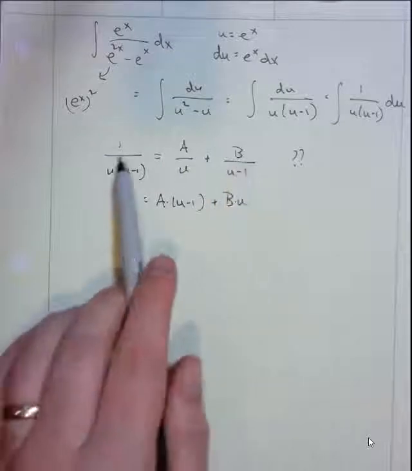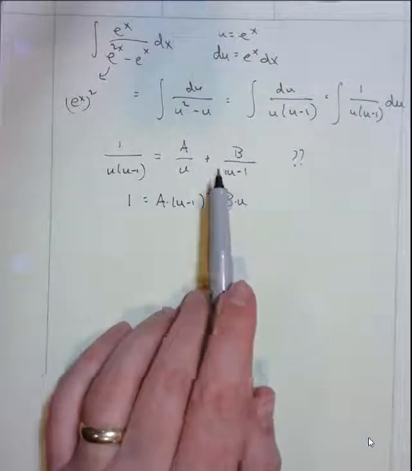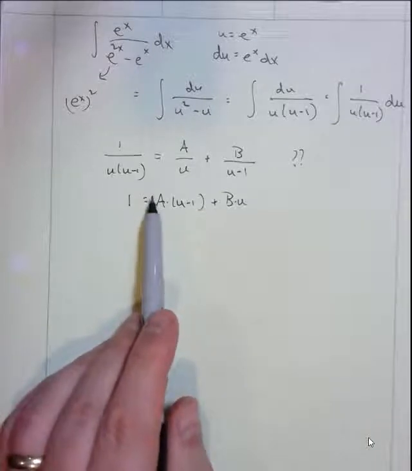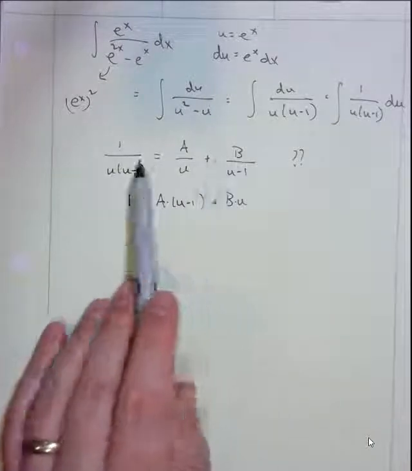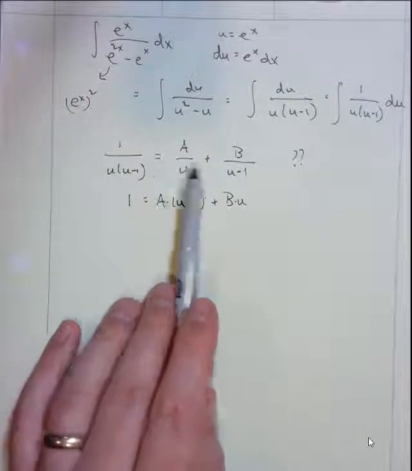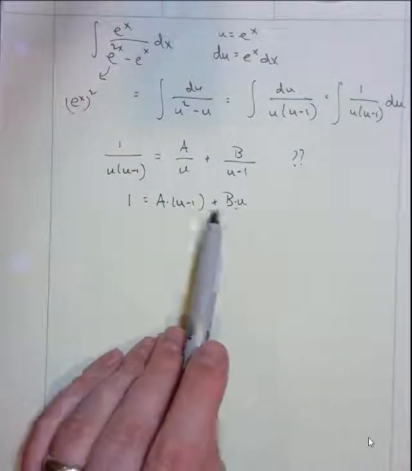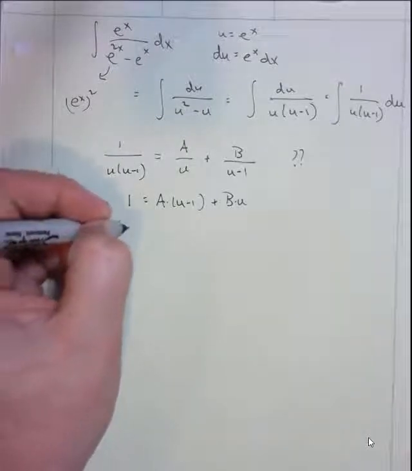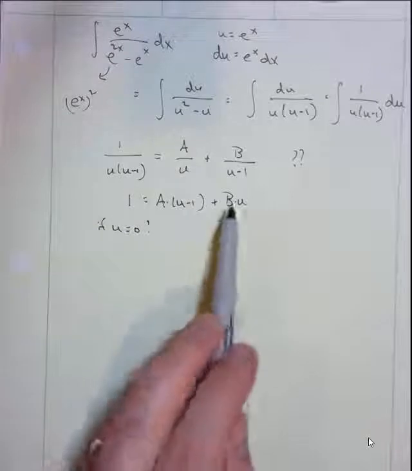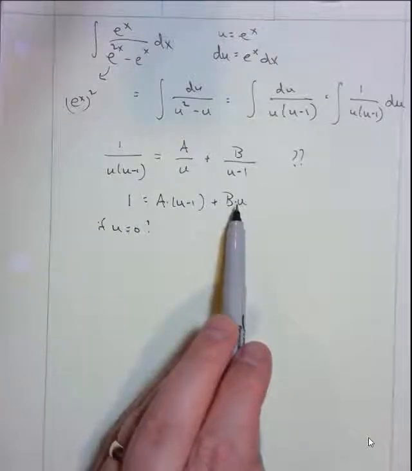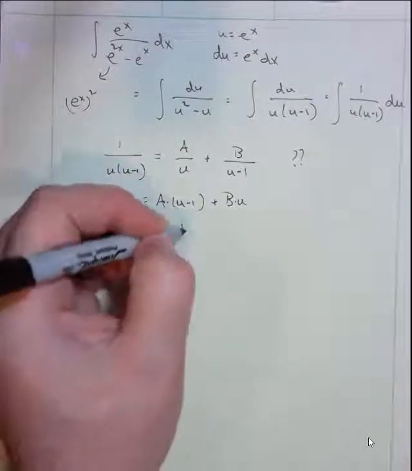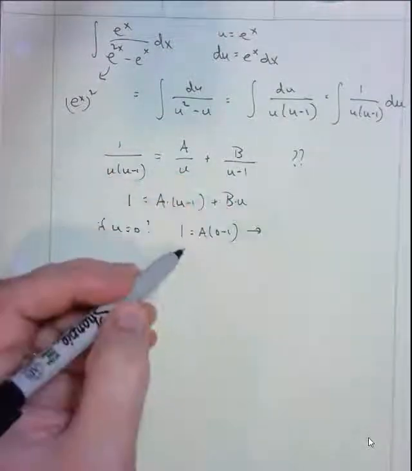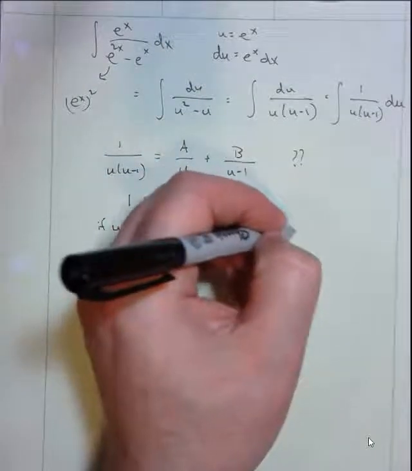This relationship has to work no matter what u is. Up here, we're not supposed to use u equals 1 or u equals 0, and so technically here we shouldn't be looking at them either, but I'm going to cheat. I'm going to say, what if u happens to be 0? This term goes away. If u is 0, I get 1 equals a times 0 minus 1, or 1 equals negative a, so a is negative 1.